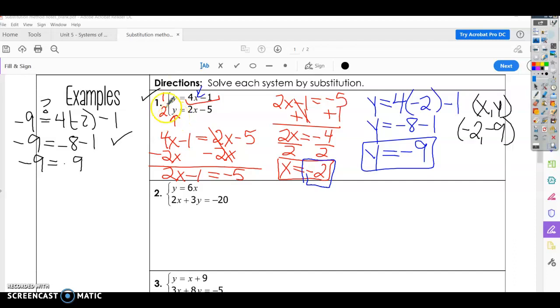I've got y, which is negative 9. Does that equal 2 times x? X is negative 2, and then the second equation has a minus 5. So negative 9, we've got 2 times negative 2, which is negative 4 minus 5, and again that works. So when you plug it back in to check it, both equations work.